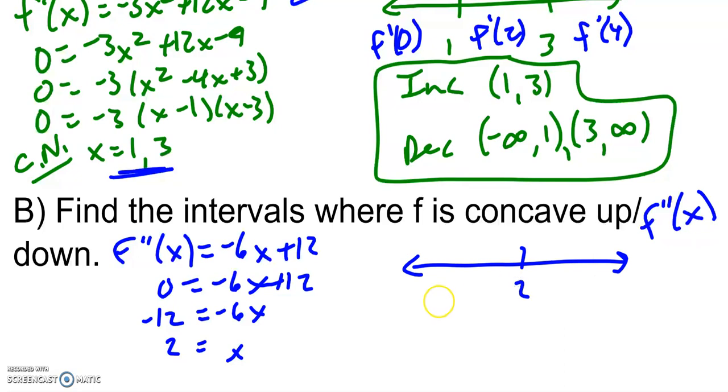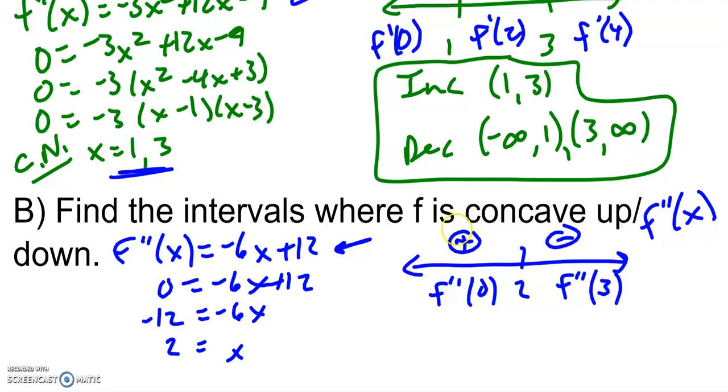And then I'm going to, again, make my number line here and test the value in the second derivative, above and below 2. So if I plug in 0, again, I'm plugging into the second derivative here, I get 12, so that'd be positive. If I plug in 3, I get negative 18, and I add 12, so that's going to be a negative number, negative 6. So when it's positive, that is going to be concave up from negative infinity to 2, and it's negative, so it'll be concave down between 2 and infinity.